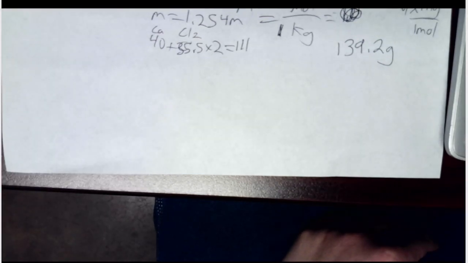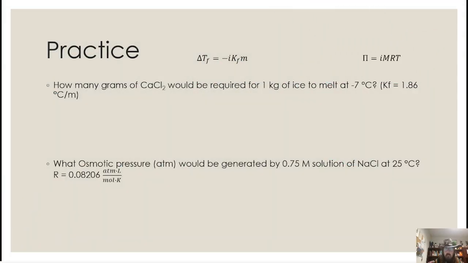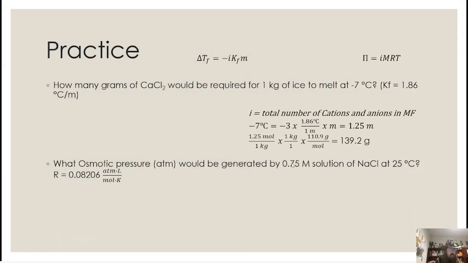So look at this again. Let's see, PowerPoint. Now the second one. What osmotic pressure in atm would be generated by a solution of 0.75 molar of sodium chloride at 25 degrees? If R is 0.08206.